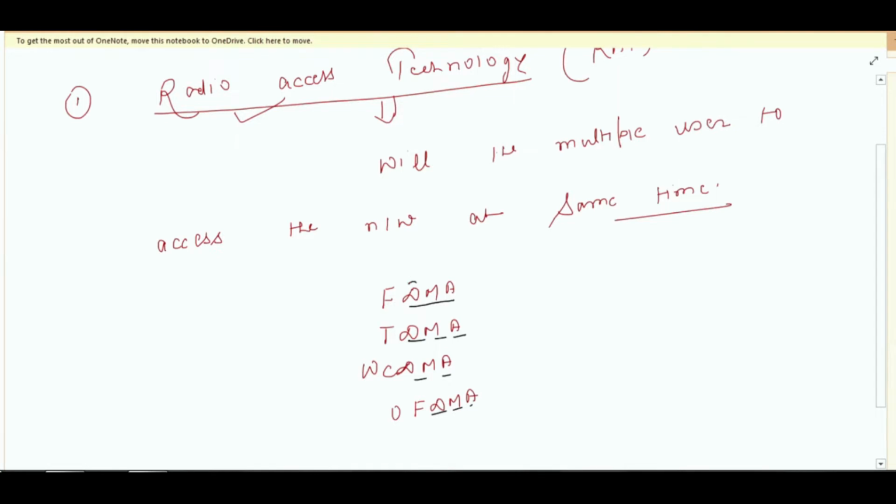Division means there will be the division of the resource. Why? So that multiple users can access that resource at the same time. How can the resource be shared by the multiple users at the same time? By dividing that resource among the multiple users, and then multiple users will access the resource at the same time. So in FDMA, TDMA, I think all of you are knowing this.